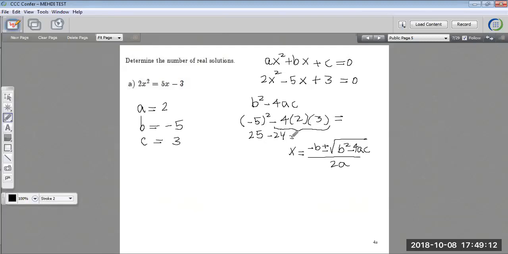Since b squared minus 4ac turns out to be equal to 1, and that is greater than 0, then we conclude here we get 2 real solutions.